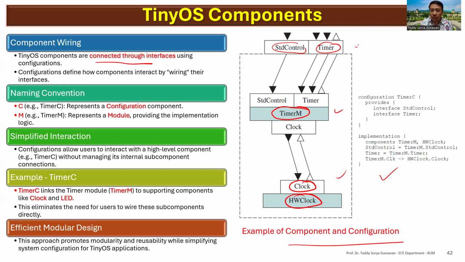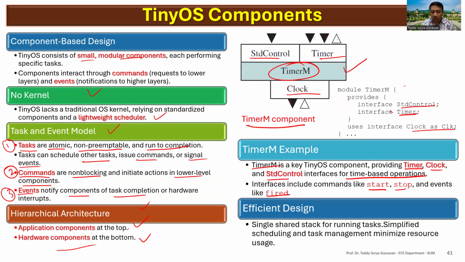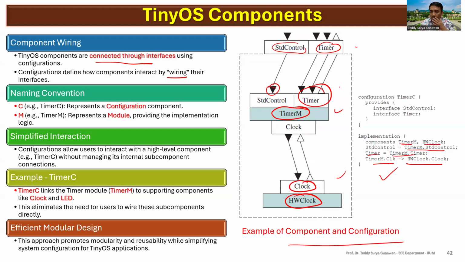So this is the implementation of components and configuration. This is the component, and then we have the configuration. The configuration defines how components interact by wiring their interfaces. You can see this is the implementation. The components are TimerM and HardwareClock. TimerM's StdControl connects to this, TimerM's Timer connects to this, and TimerM's Clock uses the hardware clock. As mentioned earlier, we have the application on the top and hardware components at the bottom.